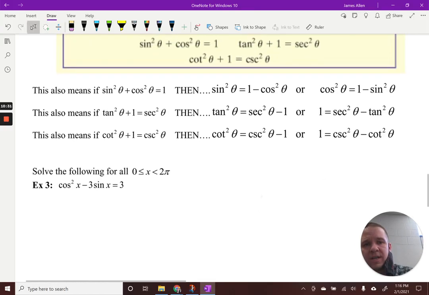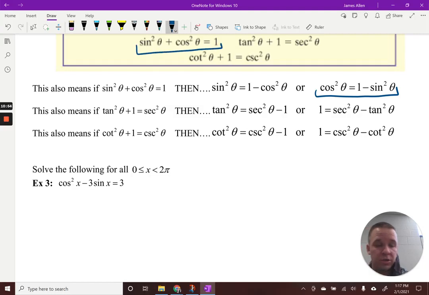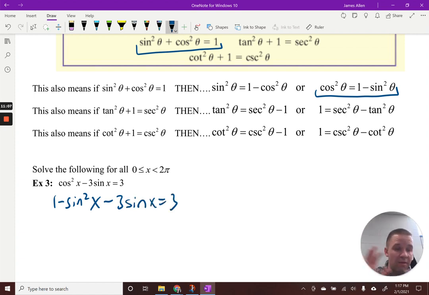Let's actually do that. If I take a look at this one here, I've got cosine squared x and the minus 3 sine of x equals 3. So I can change cosine squared x into terms of sine. From my original Pythagorean identity, I'm going to substitute in 1 minus sine squared x for cosine squared x. All right, so now everything's in terms of sine.